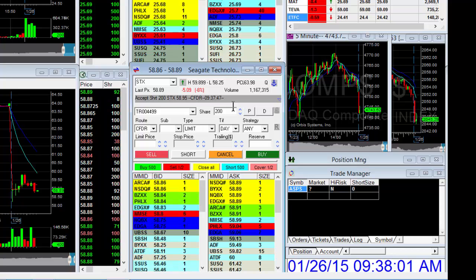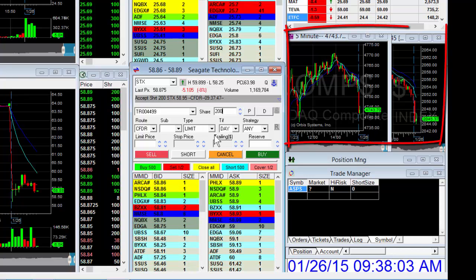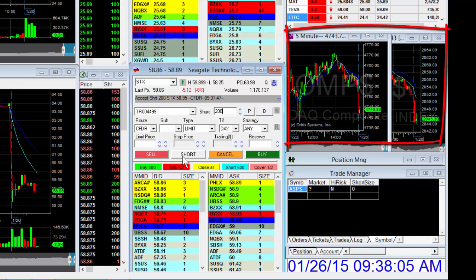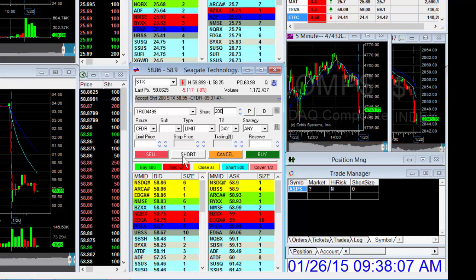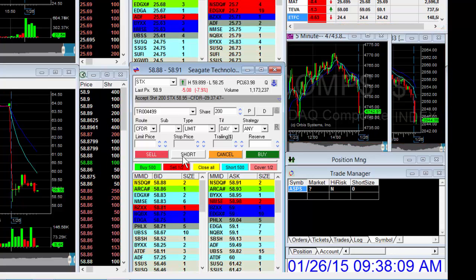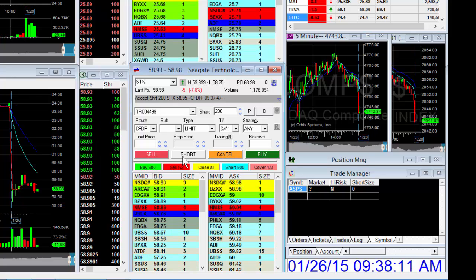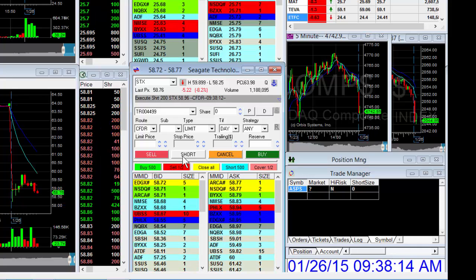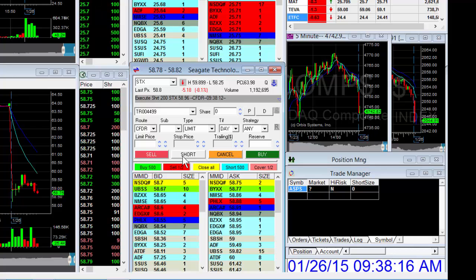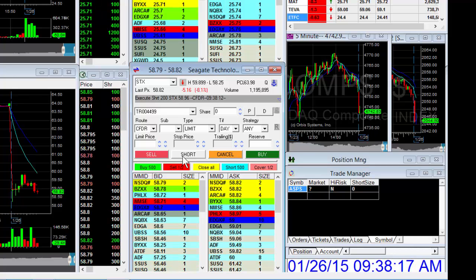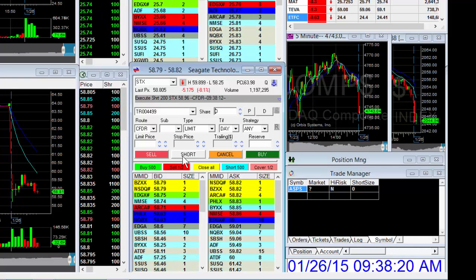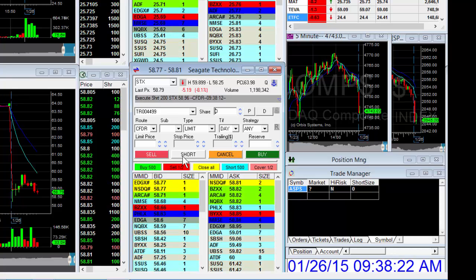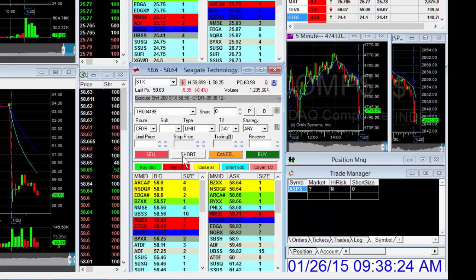Okay. And you see I always have the SPY and the Qs on my platform, and that helps me to gauge the overall strength and the weakness of the market, and helps me to gauge the probability of my trade following through. We are moving down right now. Let's see if we can get to this 58.50 level.